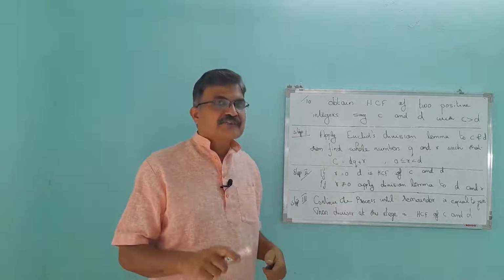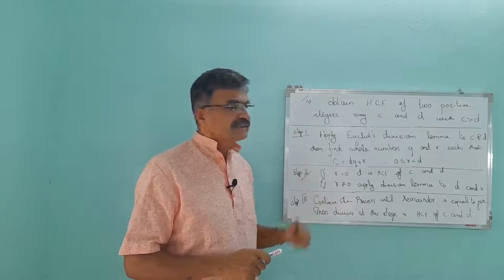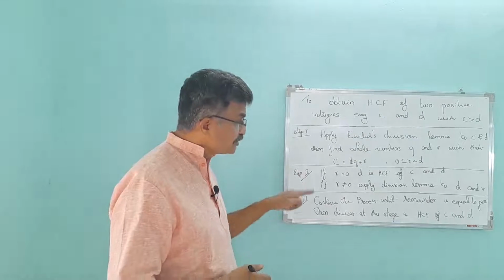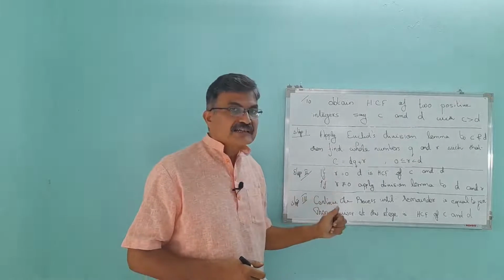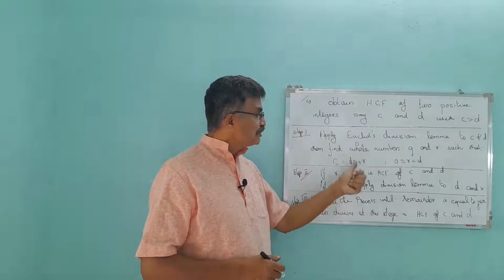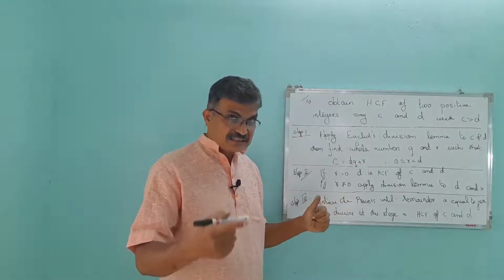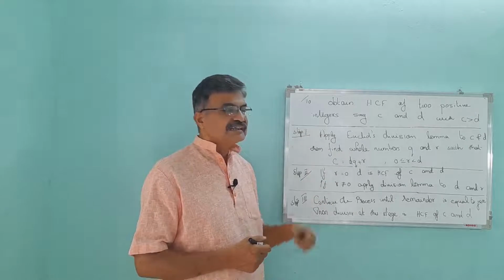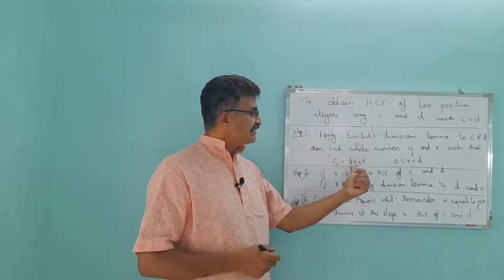Next step, if R is equal to 0, then D is the HCF of C and D. If R is not equal to 0, then apply the division lemma to D and R. That means replace C with D and D with R.